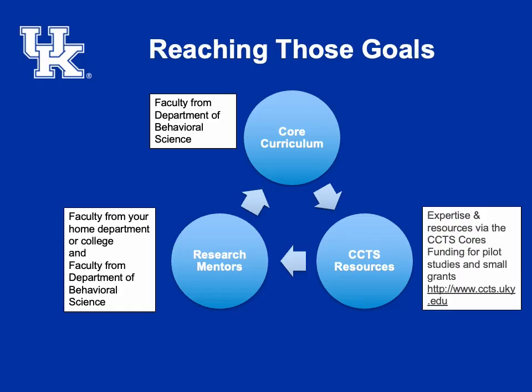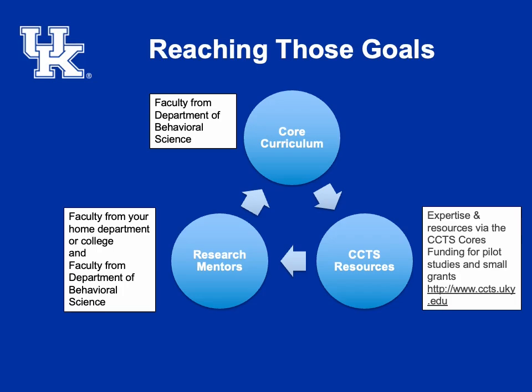To reach these goals, there are 3 essential elements of the certificate program. First is the core curriculum. These are the courses that are taught by faculty from the Department of Behavioral Science. Second is research mentorship. It is essential for you to identify a faculty research mentor who has the content expertise directly related to your research. Typically, your mentor would be a faculty member in your home department or college.